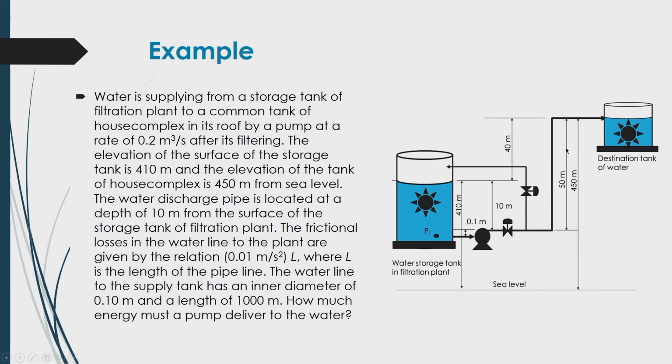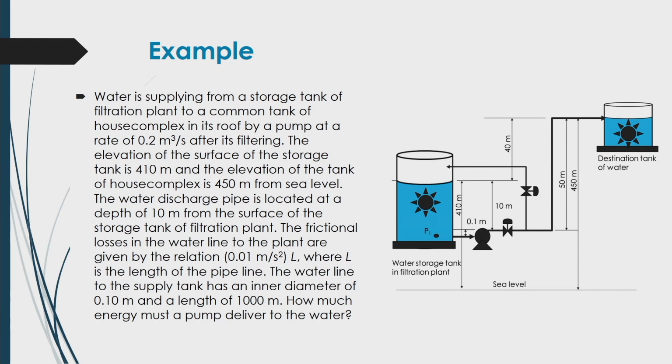Now at this condition, there will be certain frictional losses whenever water flows through the pipe. The rate of friction is given here. If your acceleration is 0.01 meter per second square, then you multiply by the length of the pipe, whatever the total length required, to get the frictional loss. In this case, the pipe has an inner diameter of 0.1 meter and a total length of 1000 meter.